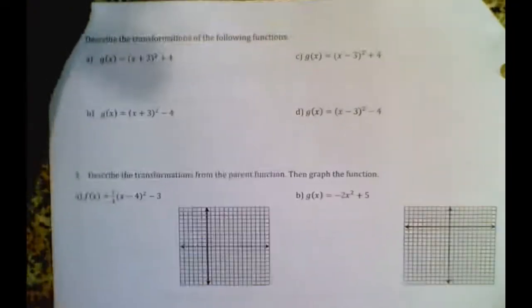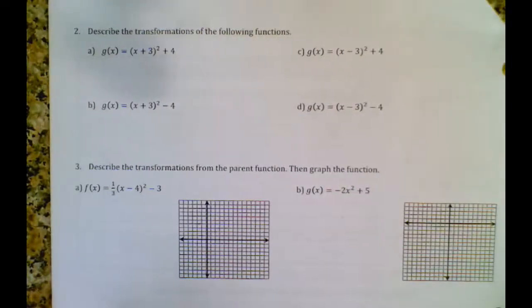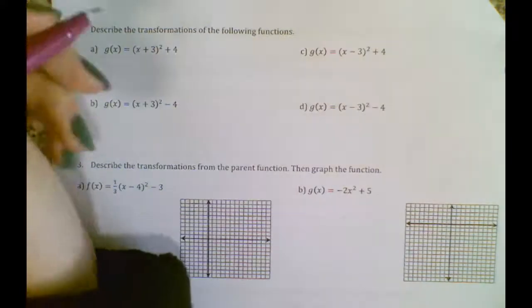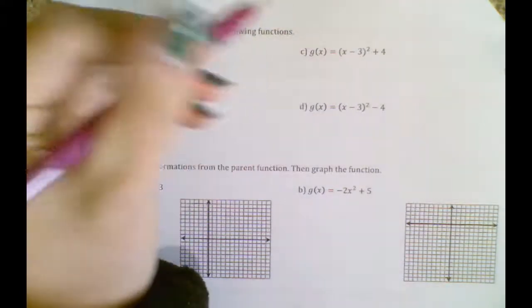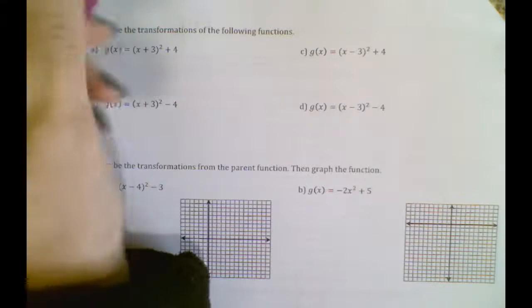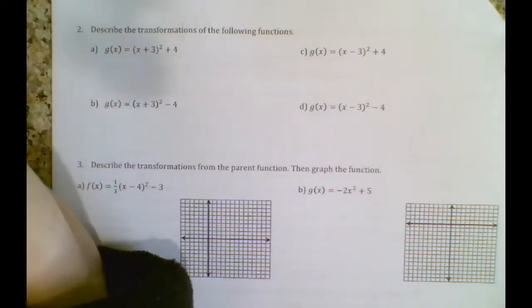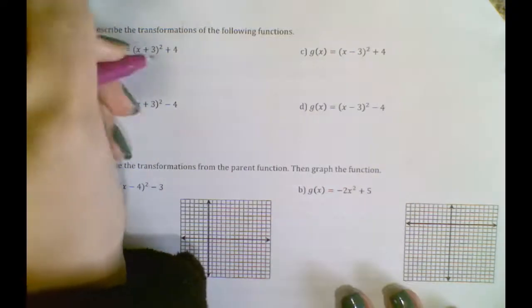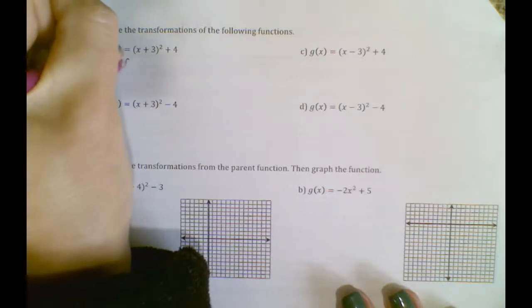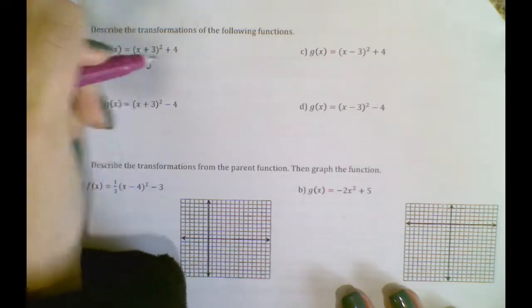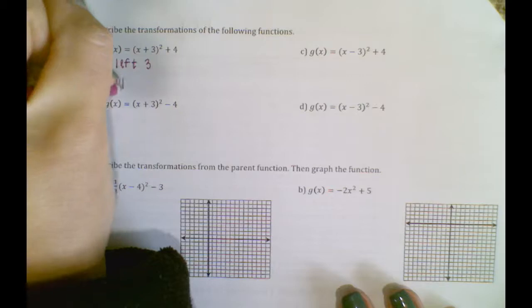so let's do some practice. All right, number 2 says, describe the transformations of the following functions. All right, so looking at all of these, just have my h and k value. So because this is x plus h, all right, that means we're going to move to the left 3. And this plus 4 means we're going to move up 4.